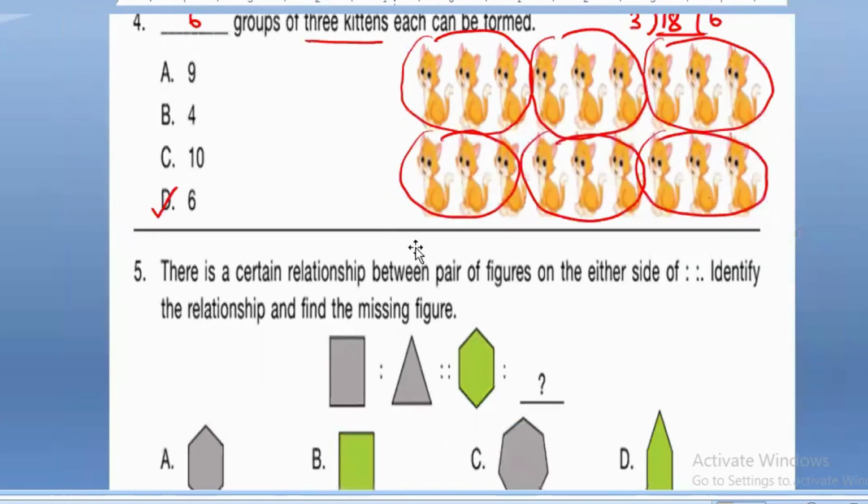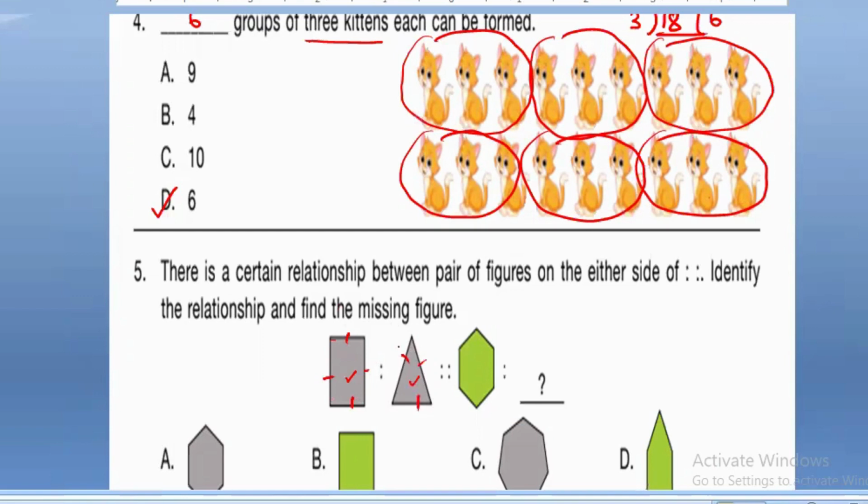Now the fifth question that we have is, there is a certain relationship between the pair of figures on either side of this column. Now we need to identify the relationship and give our answer accordingly. So what you can see over here, in the first pair both the figures are gray in color. Now the second thing you can notice is that this figure has 1, 2, 3, 4 sides. Now this figure has 1, 2, 3 sides.